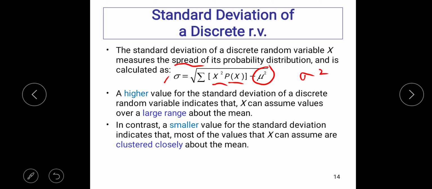So the higher the value of a standard deviation, it means that your x can take over a large range around the mean, meaning that the data values are not close to the mean, they are dispersed. If you have a smaller value for your standard deviation, it means your values are clustered closely around the mean, so they are not far from the mean, they are not so dispersed.